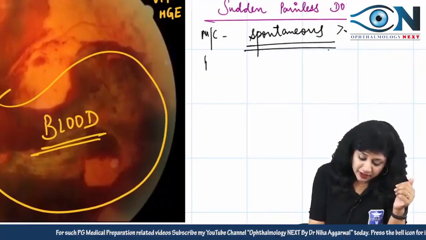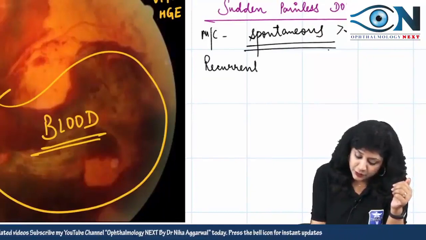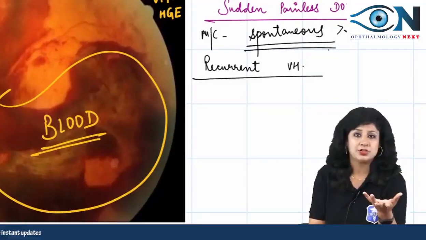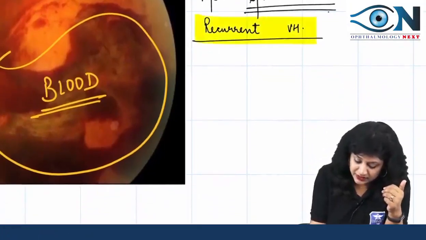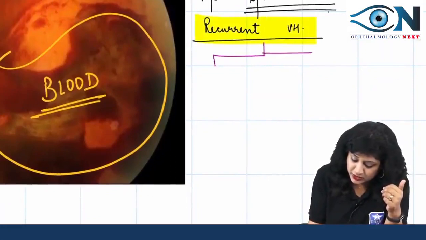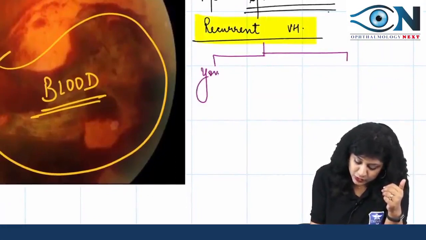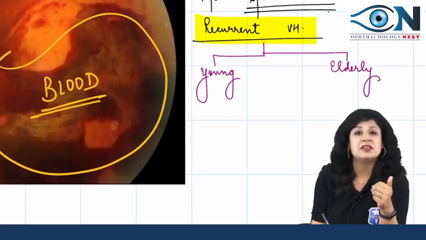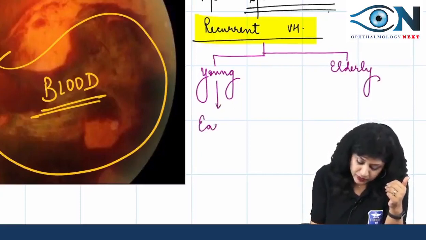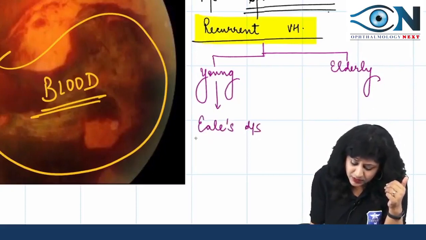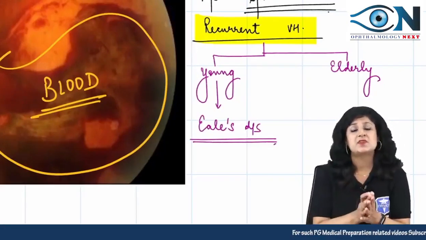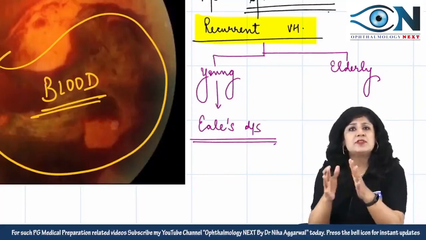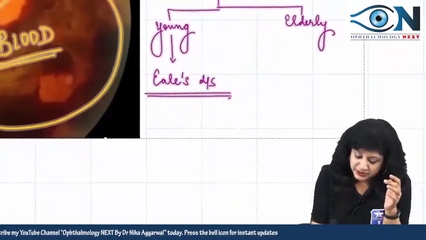But if you are having a recurrent vitreous hemorrhage, then of course you have to search for some pathology. What is the pathology that you have to search? It depends upon the age of the patient, whether this patient is young or elderly. If this patient is young, you have to think about Eales disease, which occurs due to a hypersensitivity reaction to the tubercular proteins.